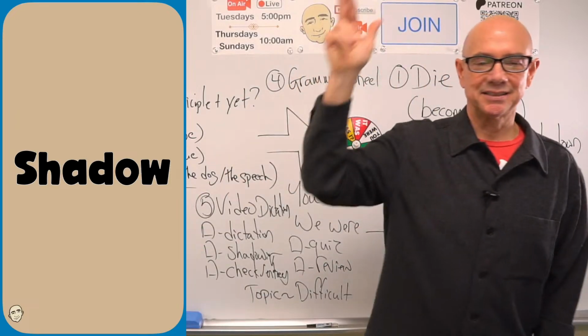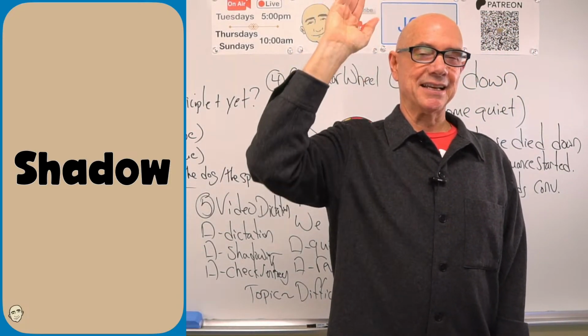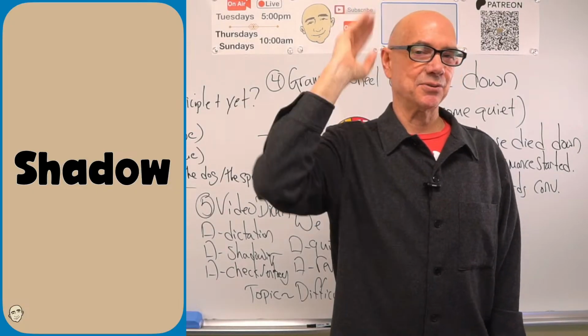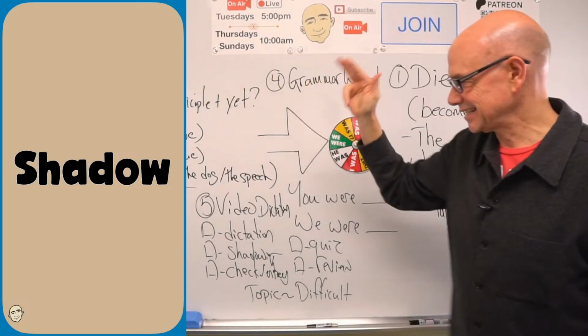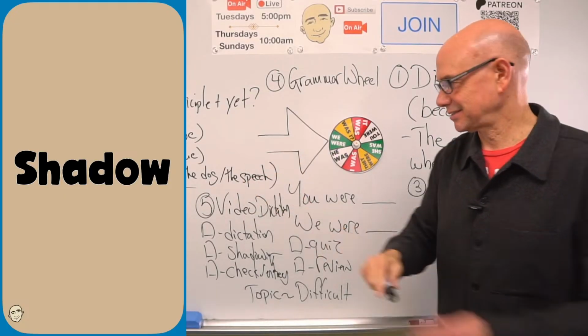Okay, that was dictation. I read each sentence twice. I read 8 sentences twice. You are listening and writing. That was dictation. Let's check the box.